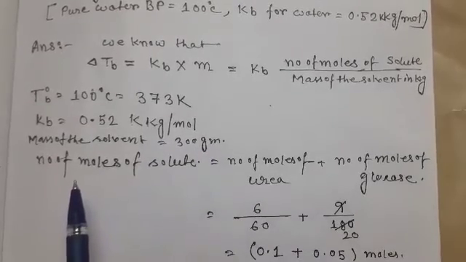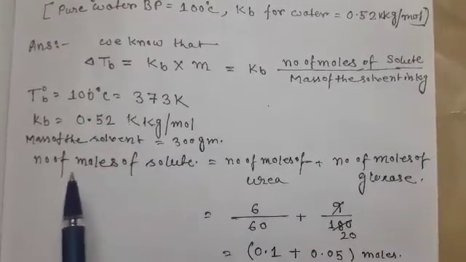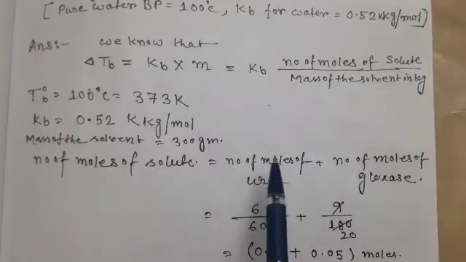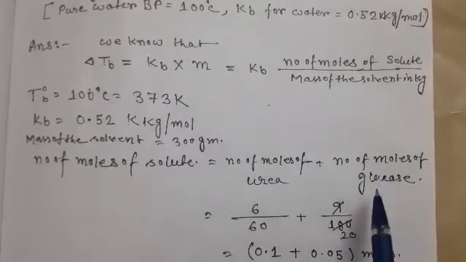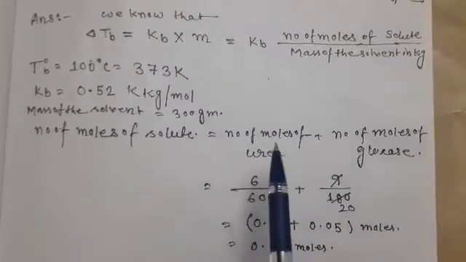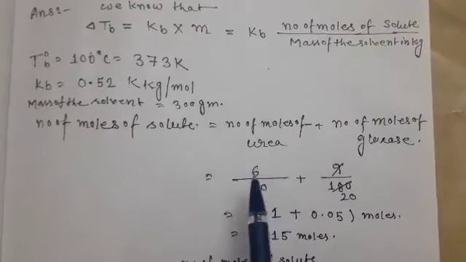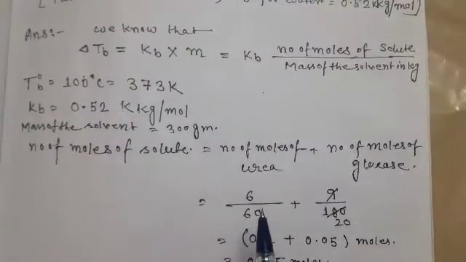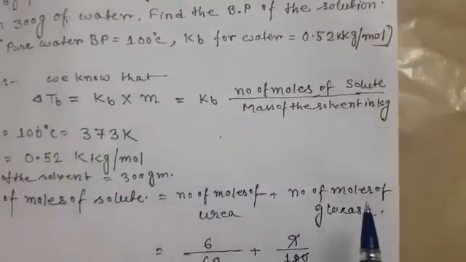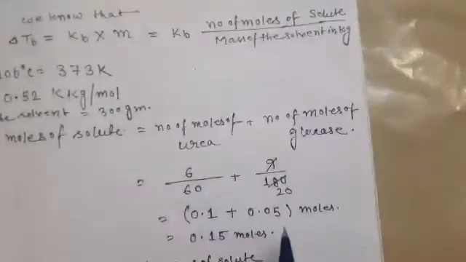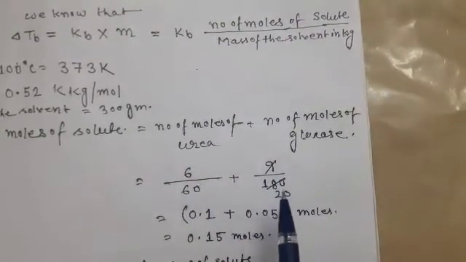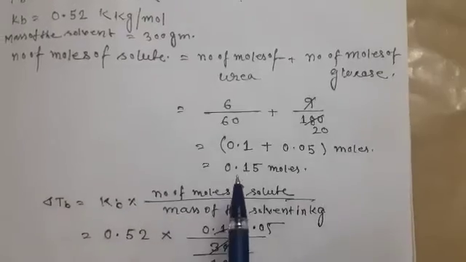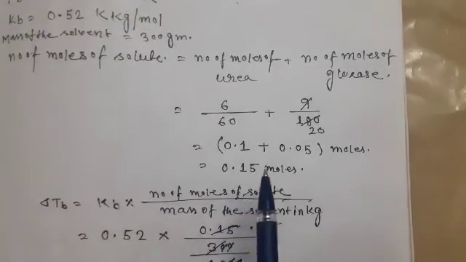At first we calculate the number of moles of solute. Number of moles of solute is equal to number of moles of urea plus number of moles of glucose. Number of moles of urea means given mass of urea divided by molar mass of urea. Here given mass of urea is 6 gram, and molar mass of urea is 60 gram, and given mass of glucose is 9 gram, and molar mass of glucose is 180 gram. After calculation we get 0.15 moles.